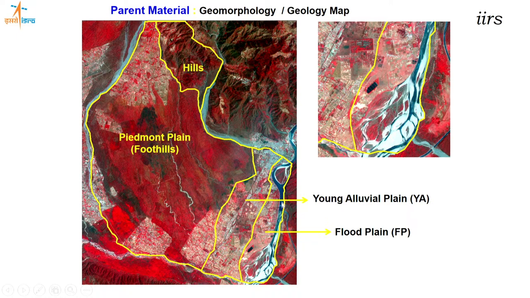And this is the river going, and the material here you can say is deposited because of the river, so I call it floodplain. This is young alluvial plain.